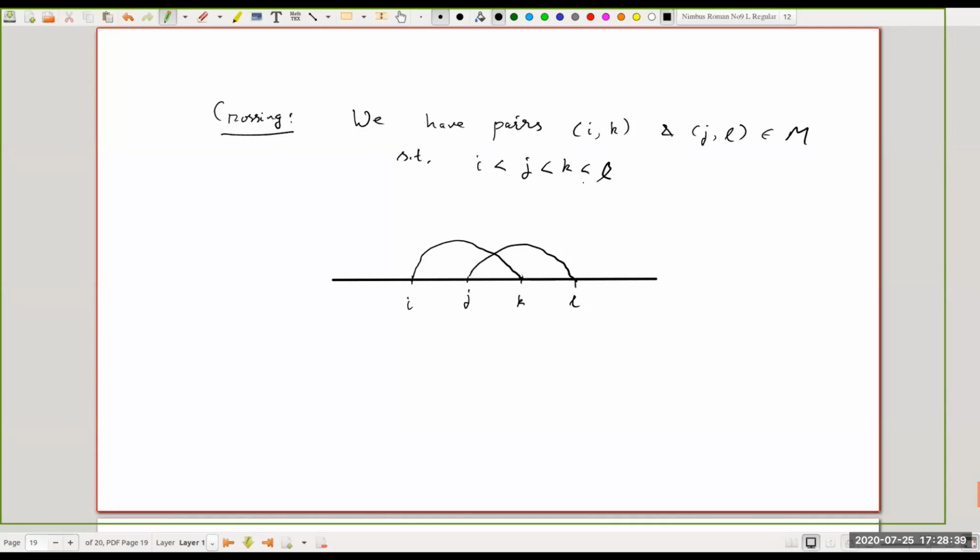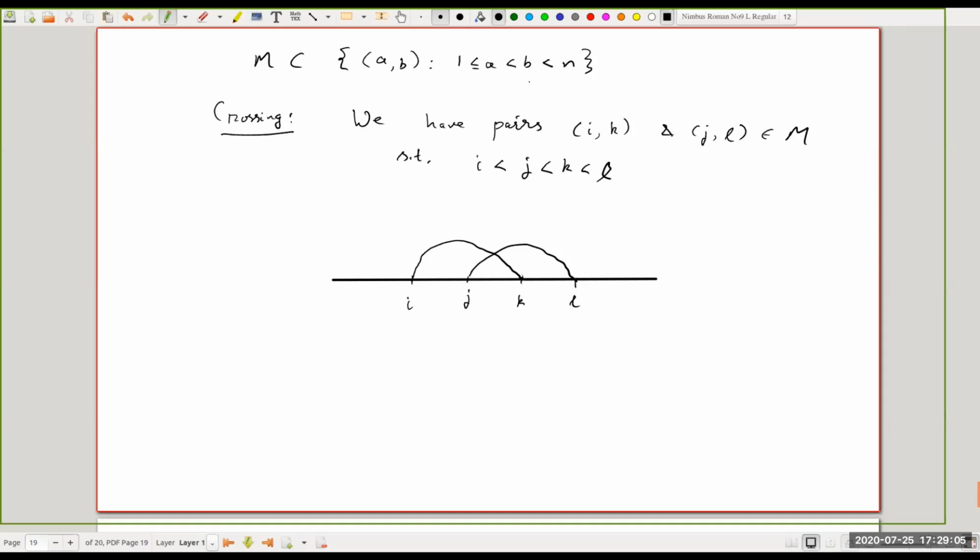So crossing is a set of pairs. M, if we want to be formal, let me write what M is a subset of. M is a subset of all pairs, let me not use I and J, which I've used, AB, such that 1 is less than A is less than B is less than N. Okay, so M is a subset of these.